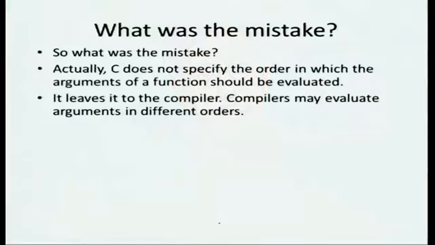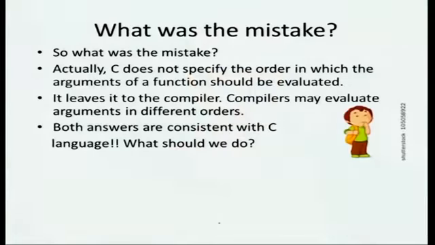The mistake was that we assumed that both arguments will be evaluated before the function is called, but we also assumed that they will be evaluated left to right, and the first expression will be evaluated before the second expression. That is a reasonable assumption to make, but C does not guarantee you that. Okay. C leaves these decisions to the compiler. Now, compilers may evaluate arguments in different orders. For example, a very common order is right to left. Okay. So, both answers like 1 and 3 and -1 and 3 are both consistent with the C specification.